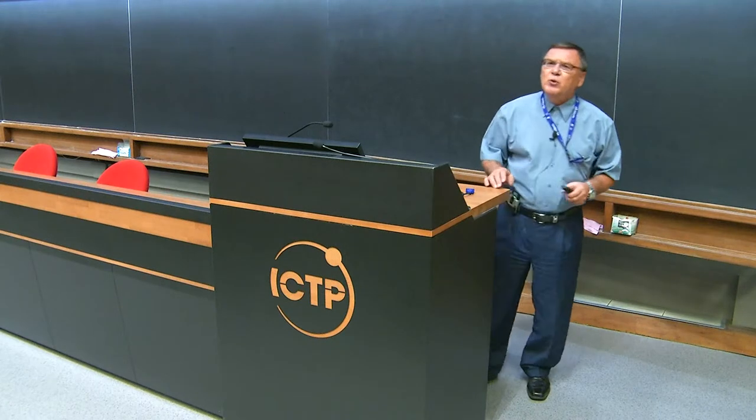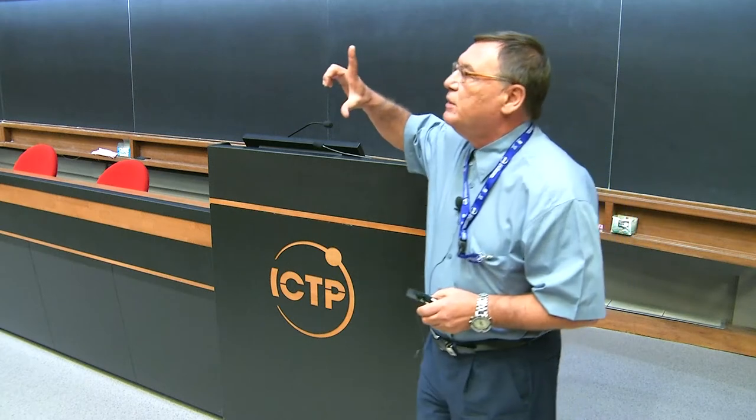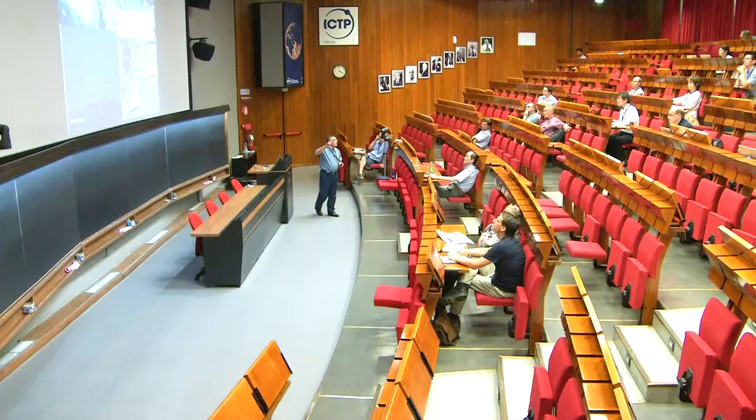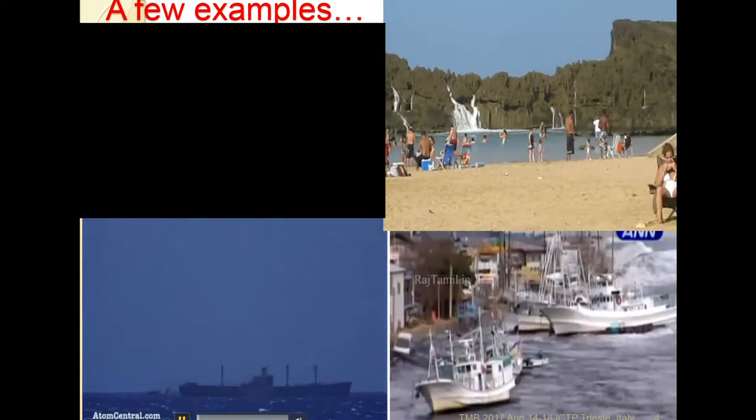So a working definition of a rogue wave is that its amplitude should be four or more times larger than the background waves. And this example here, which is not a rogue wave, I'm certain this audience will easily recognize.